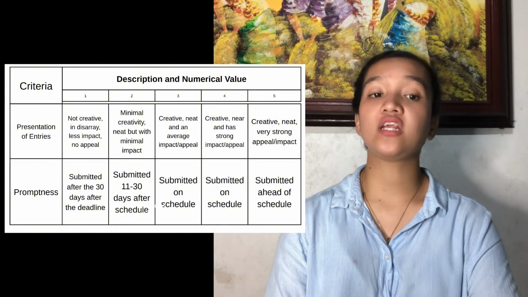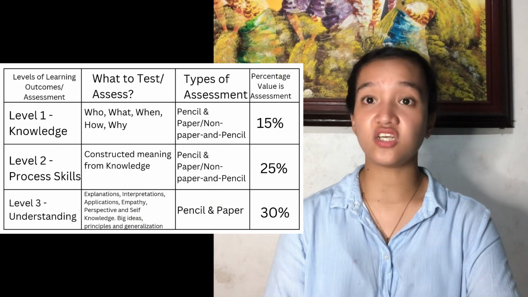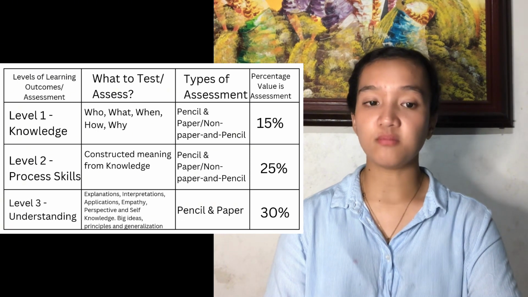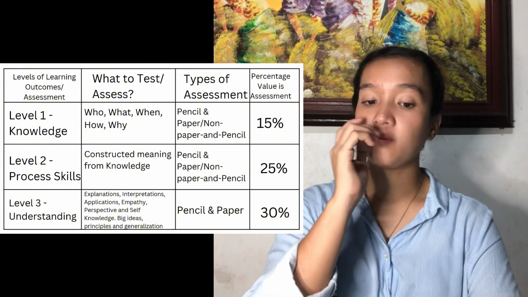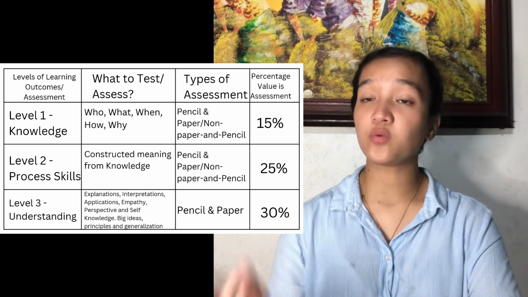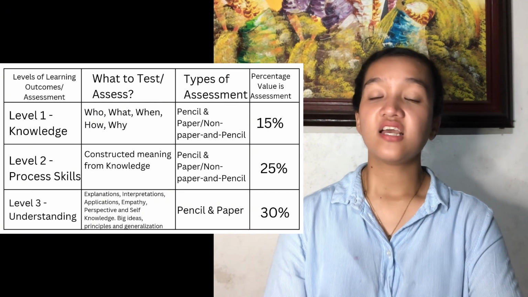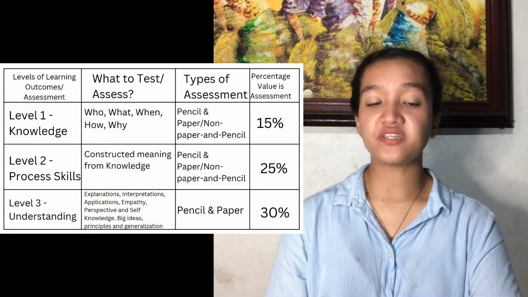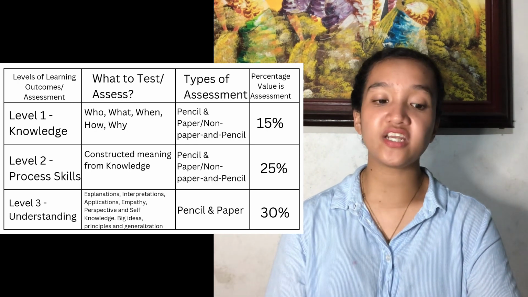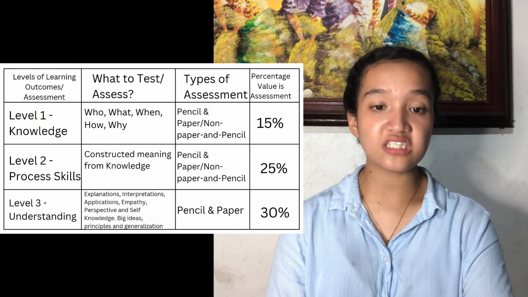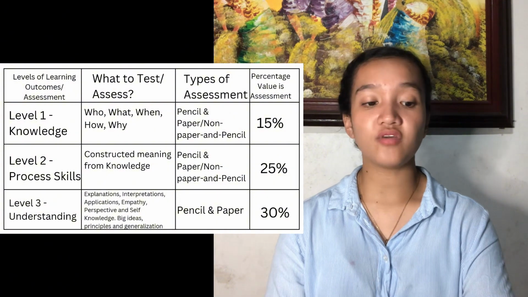Next, we have the levels of learning outcomes or assessment. First is knowledge. It is about testing what students know, such as through quizzes or written exams. Process or skills is about evaluating students' ability to apply knowledge in the real world, in real-world scenarios or performing tasks, often through practical assessments or simulations. Next is understanding: explanation, interpretation, application, empathy. It is about assessing students' depth of comprehension and critical thinking, often through essays, presentations, or projects that require analysis and synthesis of information.